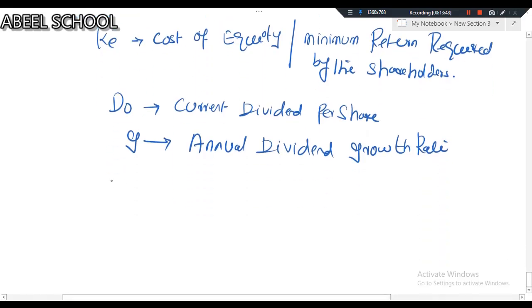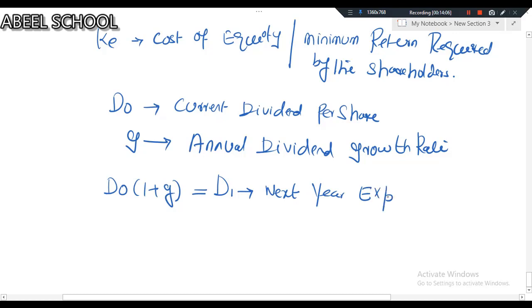Okay. D naught into 1 plus G is actually equal to D1. D1 means next year expected dividend.